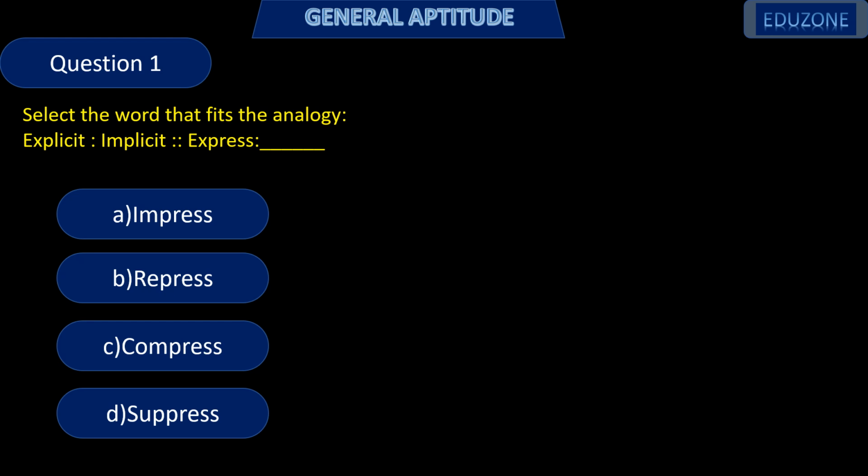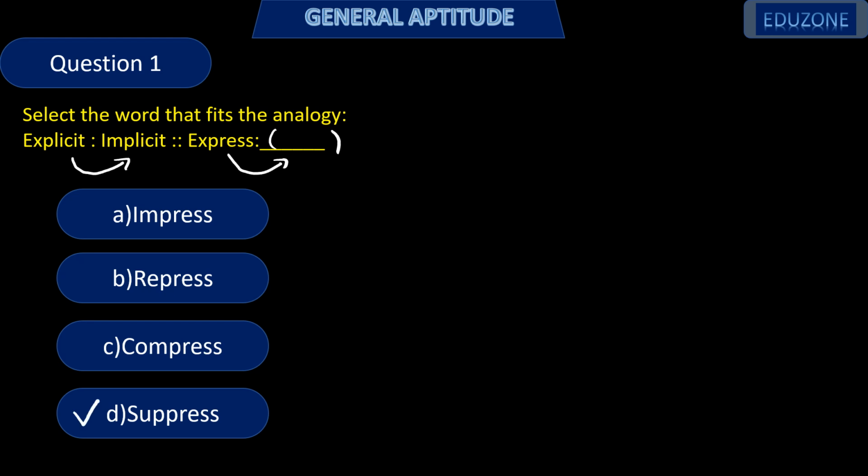First question, select the word that fits the analogy. Explicit is to implicit, then express is to dash. So the opposite word of explicit is implicit, so here we have to write the opposite word of express. Express means to openly show or communicate. So the opposite word would be suppress.